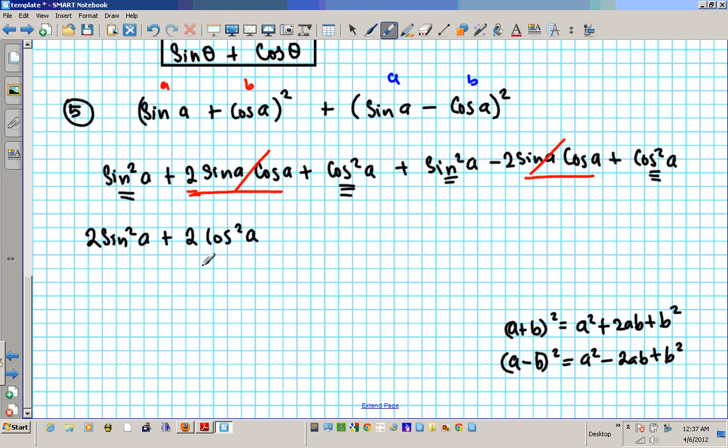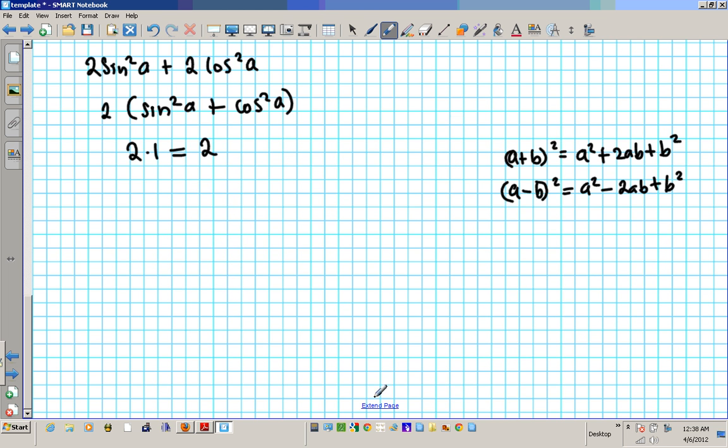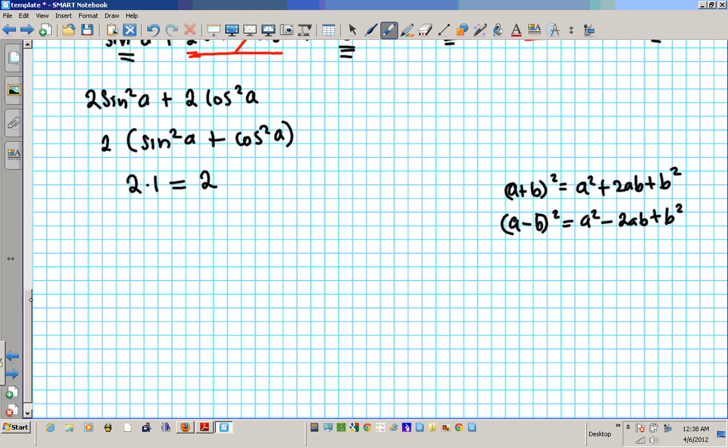So what can I simplify this into? I can factor out the 2 from both of them, and I have sin²A + cos²A. This is the Pythagorean identity, which equals 1. So you have 2 times 1, and the final answer is 2. Okay? Alright, let's take a look at another example, number 6.